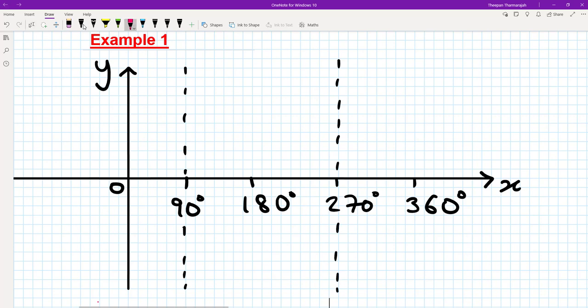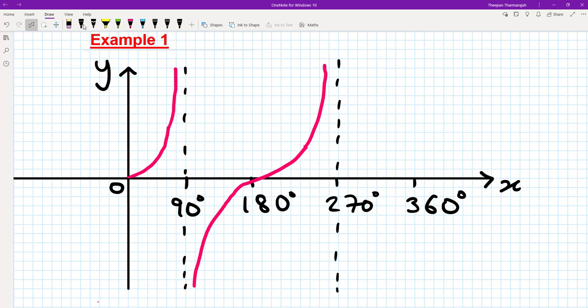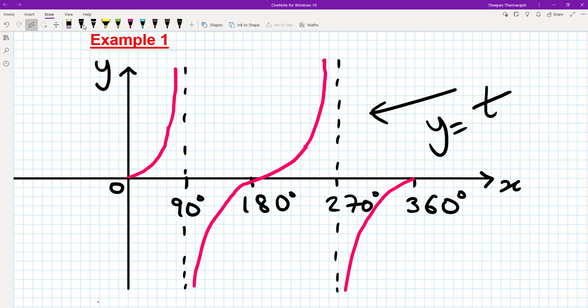And the shape of this graph looks like this. So it comes really close to the boundary or the asymptote, but it never touches it. Then here it behaves like this, and then continues towards 360. Now this graph is known as y equals tan x.